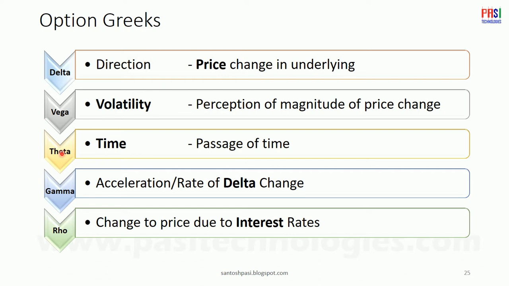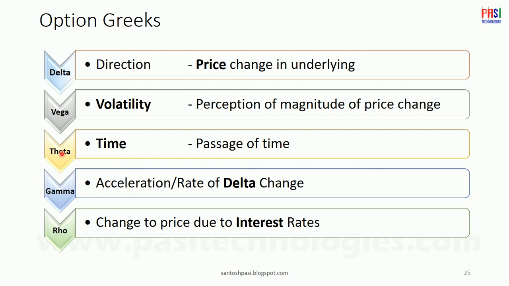Then theta means T for theta, T for time. It means if you stay in your options trade for one more day, how much is it going to impact you? That can be calculated using theta. And then gamma is like acceleration, or the rate of change of delta, or you may even call it the second derivative of price change. The first derivative of price change is delta, and the second derivative of price change is gamma.